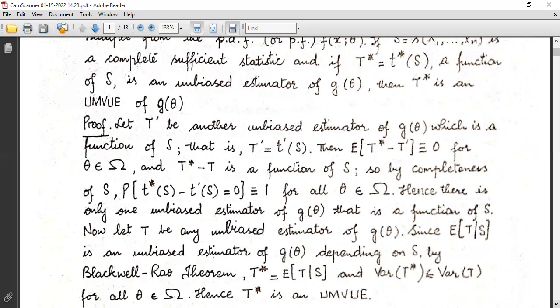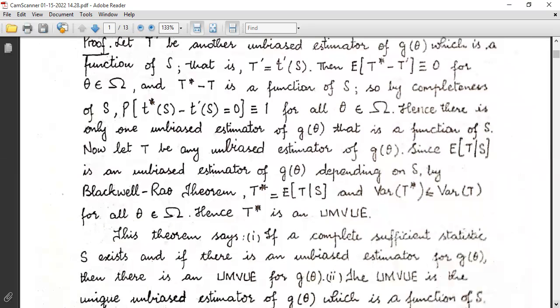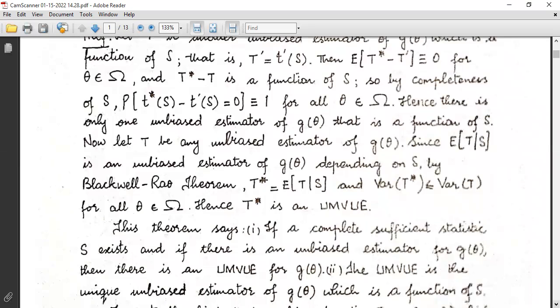Its proof: let T' be another unbiased estimator of g(theta), which is a function of S, that is T'(S). Then the expectation of T* minus T' is equal to 0 for theta belonging to the parameter space, and T* minus T' is a function of S. So by completeness of S, the probability that T*(S) minus T'(S) is equal to 0 is equal to 1 for all theta belonging to the parameter space. Hence, there is only one unbiased estimator of g(theta) that is a function of S.